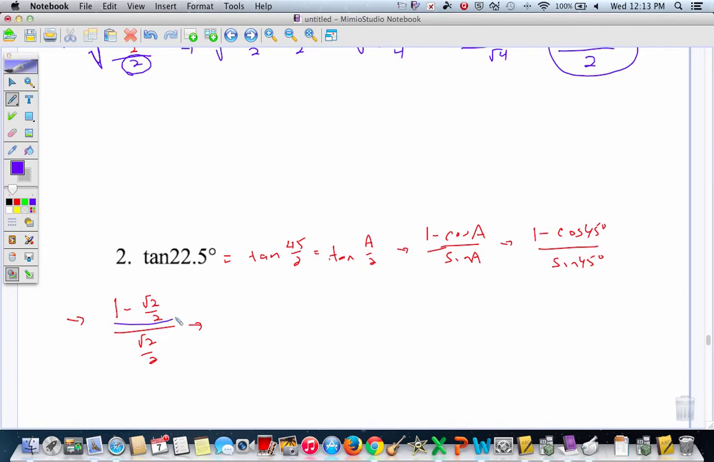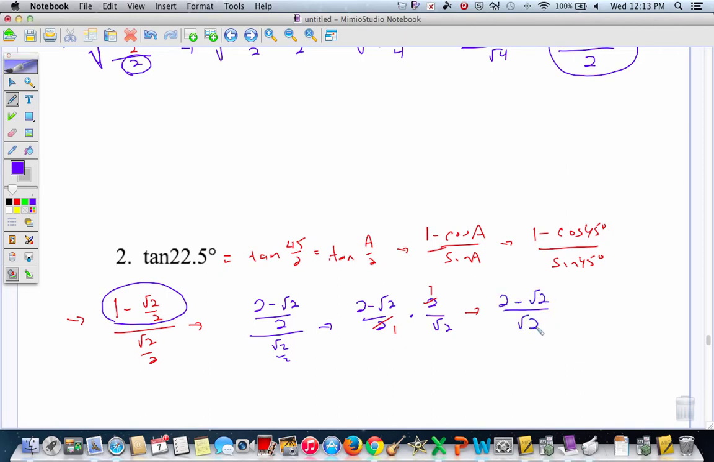I'm going to make this one fraction. So I have 2 minus the square root of 2 over 2, over the square root of 2 over 2. And we'll go ahead and multiply by the reciprocal of 2 over the square root of 2. Cross canceling these 2's, which ultimately gets me 2 minus the square root of 2 all over the square root of 2.